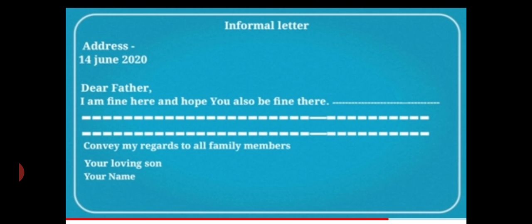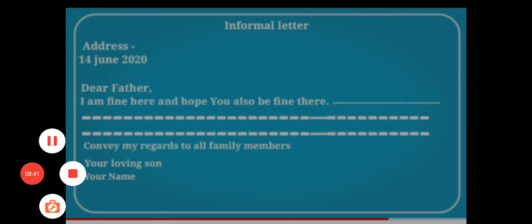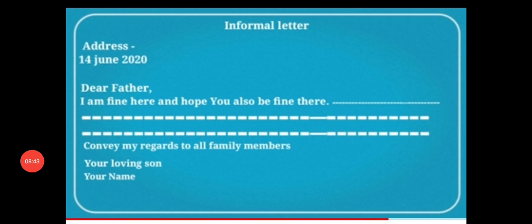So I hope you have understood about the letter, formal letter and informal letter. This way we have understood about letter writing.